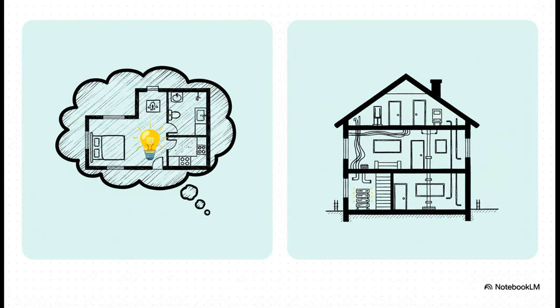But then you have the physical design. That's the how. This is the engineer's plan, the specific foundation, the plumbing, the wiring, the exact hardware you need. You just can't have one without the other. The physical plan is what makes that logical dream actually possible.